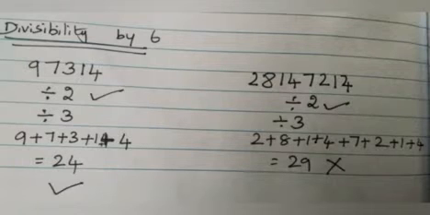And 28147214, it is divisible by 2 since the last digit is an even number. And when you are adding all the digits, you will get 29. Since 29 is not divisible by 3, this number is not divisible by 3. So it is not divisible by 6.